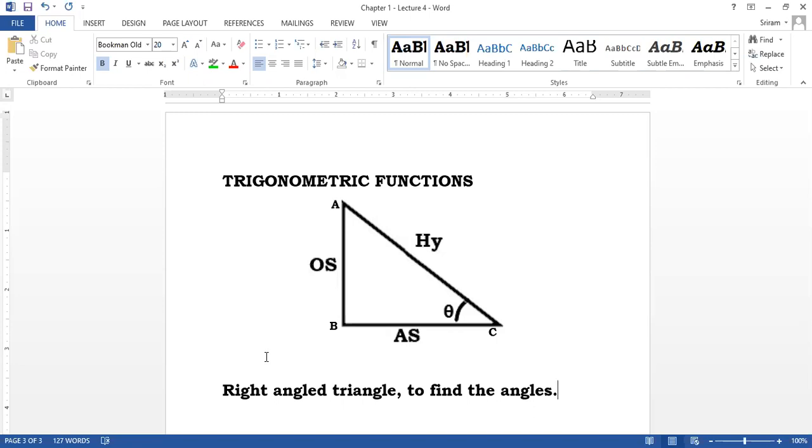Again, there is an angle of elevation. You are seeing from bottom to top: angle of elevation. A bird is flying in the sky and viewing something on the sea, and it wants to catch the prey.